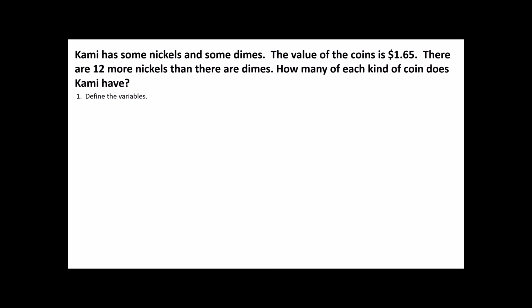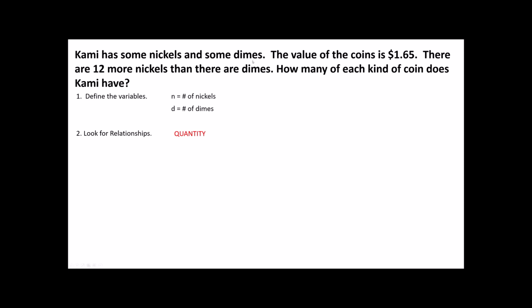Just like always, we define our variables. The variable is always found in the question. How many of each kind of coin does Cammie have? The word each tells me that I'm going to have more than one unknown. In this case, we're talking about nickels and we're talking about dimes. Let's look for our two relationships.